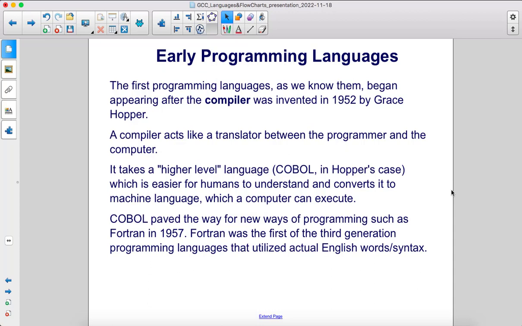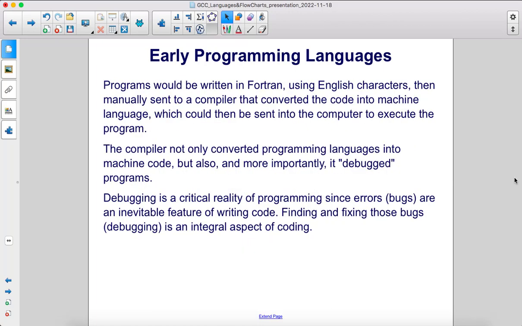COBOL paved the way for new ways of programming, such as Fortran in 1957. Fortran was the first of the third-generation programming languages that utilized actual English words and syntax. Programs would be written in Fortran using English characters, then manually sent to a compiler that converted the code into machine language, which could then be sent into the computer to execute the program. The compiler not only converted programming languages into machine code, but also, and more importantly, it debugged programs.